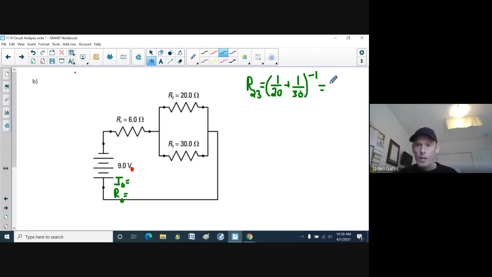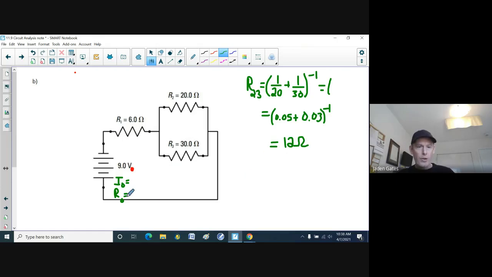All right, so let's see here. 1 over 20, that's a small number. That's 0.05 plus 1 divided by 30. I get 2 decimal places here, 0.03. I take that to the -1. So I add those 2 together to the power of -1. I get 12 ohms, sorry.